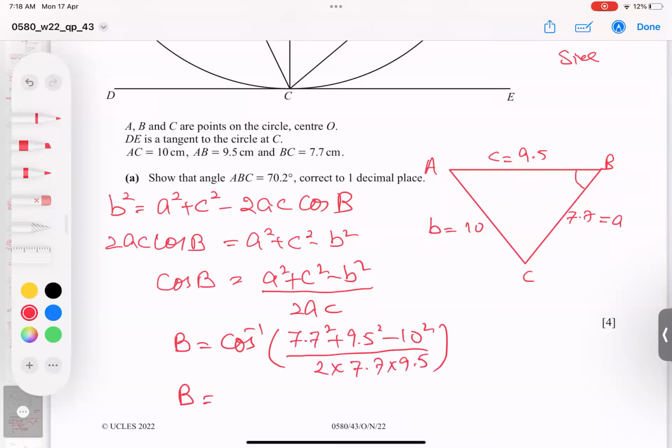Typing this in, I get 70.206. We need one decimal place, he said. So the answer is finally angle ABC equals 70.2. I hope the point is very, very clear.